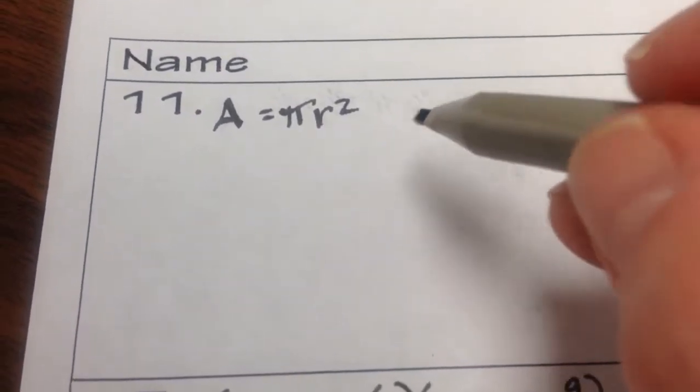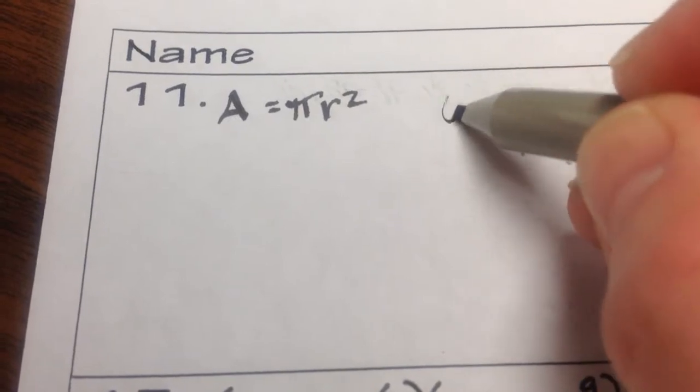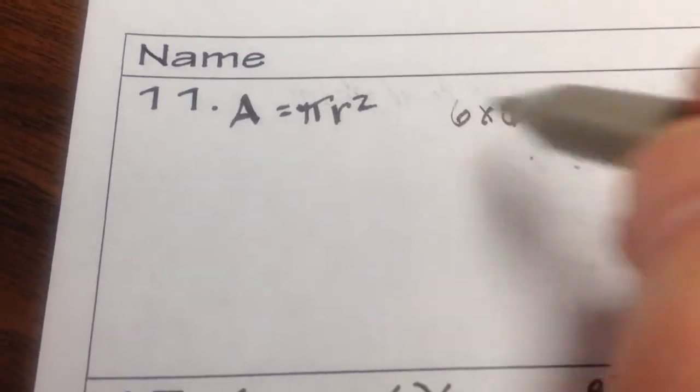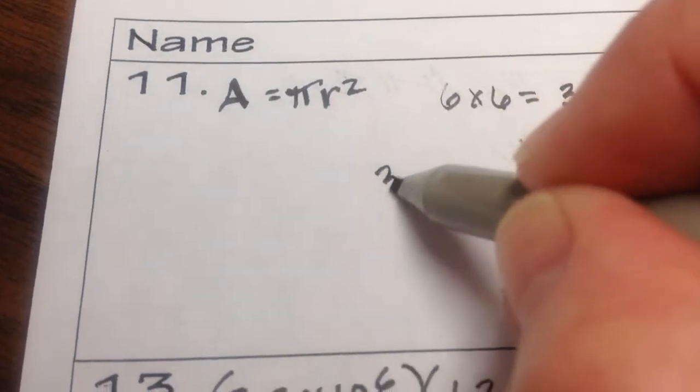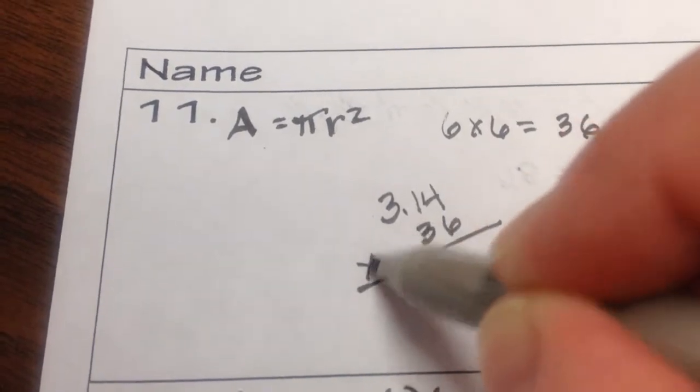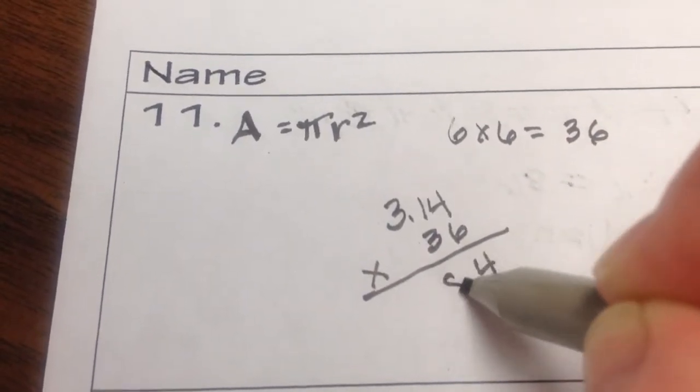Now, I was told that the radius is 6. To square it, that's 6 times 6, which is, of course, 36. Now I can multiply that times pi. So 3.14 times 36. Let's just do that quickly.